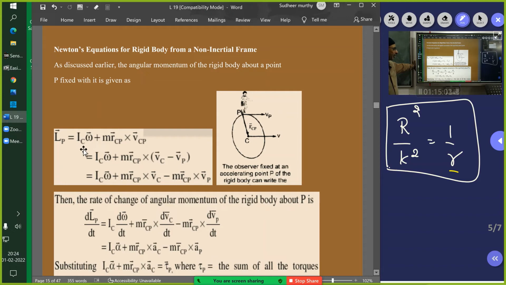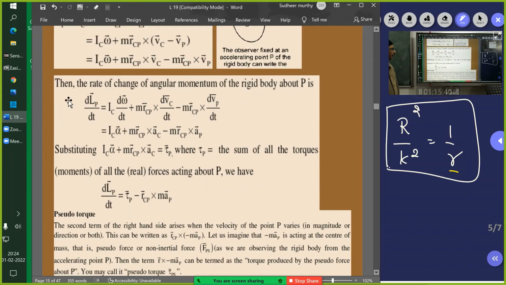LP will be equal to IC into omega plus m RCP cross VCP, standard equation. This vector RCP bar is taken. Then IC omega plus m RCP cross VCP, where VCP is the velocity of C with respect to P, so you split this: VC minus VP. Then IC omega plus m RCP cross VC minus m RCP cross VP. You get this formula. See, the abstract of this is very interesting.